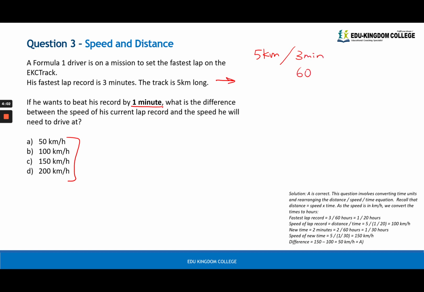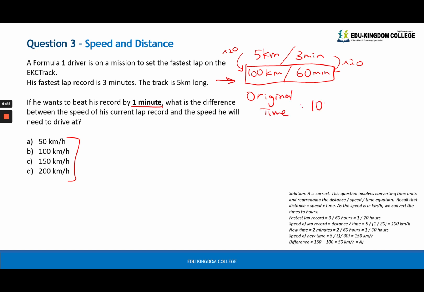We want to get to 60 minutes, which is an hour. You times by 20. So you times both sides by 20 and you get 100 kilometers in 60 minutes. 100 kilometers in 60 minutes. So i.e. the original time, I'm going to label it, okay, because that's going to help me. The original time is 100 kilometers per hour. Now he wants to beat the record by 1 minute. The track is not going to change. The track is still 5 kilometers. Instead of 3 minutes though, he's going to try and run it or drive it in 2 minutes.